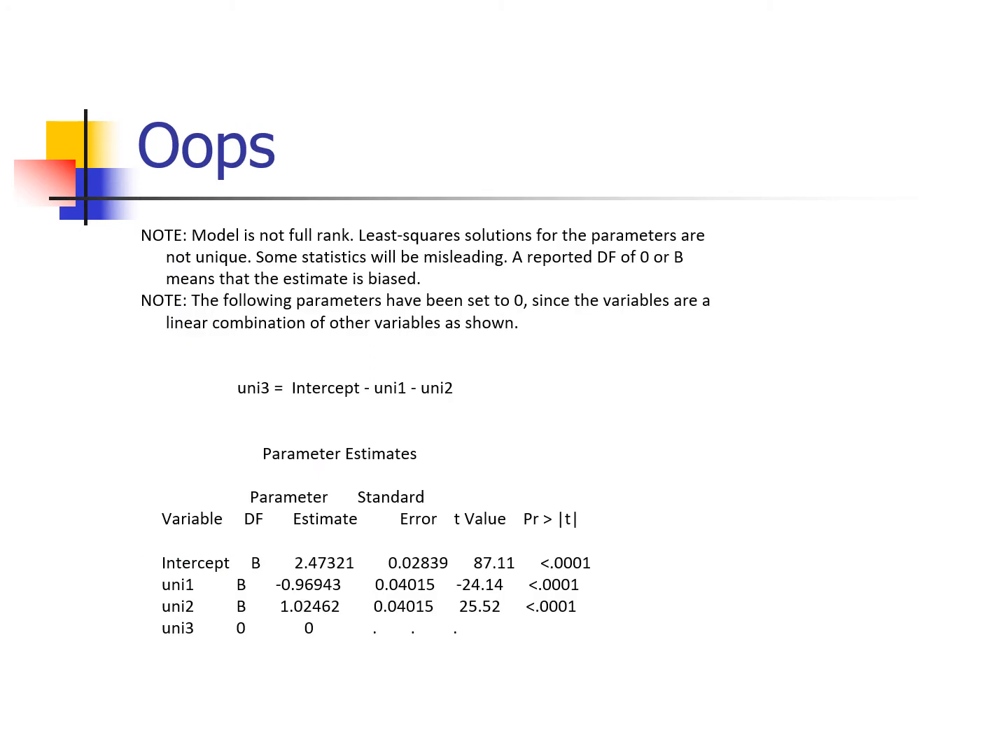Oh my. What the? Let me, hold on. What? Well, this is embarrassing. Note, model is not full rank. That sounds bad. Least square solutions for the parameters are not unique. Some statistics will be misleading. Well, that does sound bad. A reported degrees of freedom of 0 or B. I've never seen B before. Oh, B stands for biased. That doesn't sound good.